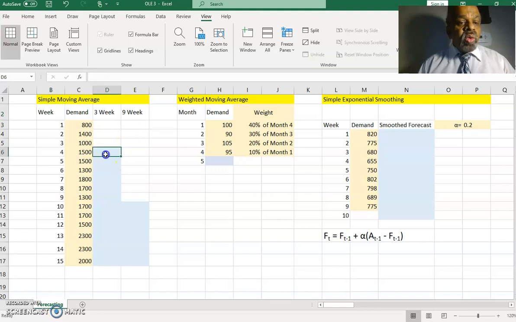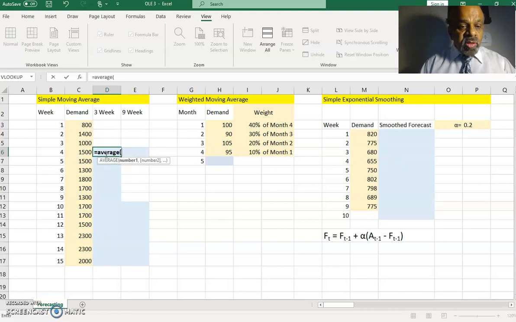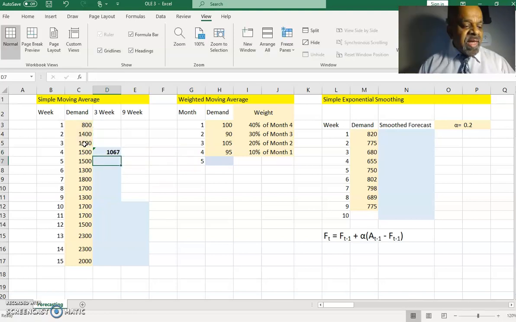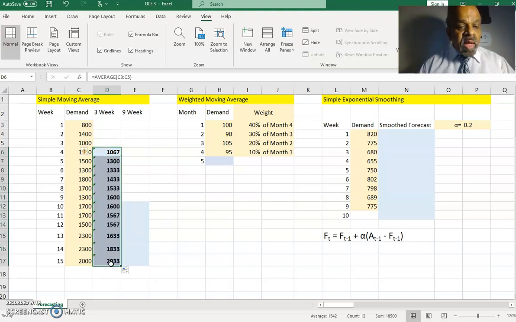If I want to forecast the 3-week moving average for period 4, I'm going to take the average function of the past 3, which is going to be the 800, 1400, and 1000. That is C3 colon C5, which tells me that I'm going to start with C3 and end with C5. That's where that colon is. Then I close the bracket, and that is going to be 1067. Now, I can pretty much copy and paste it, and I should be able to get the 3-week moving average for various weeks.